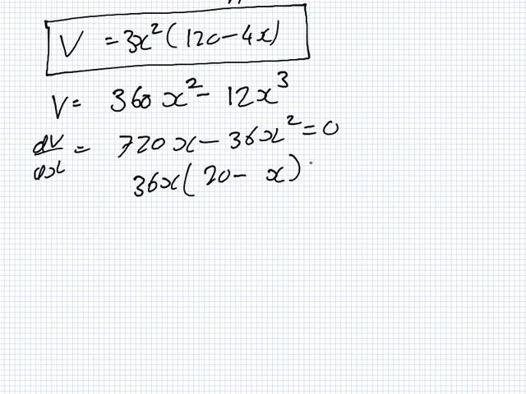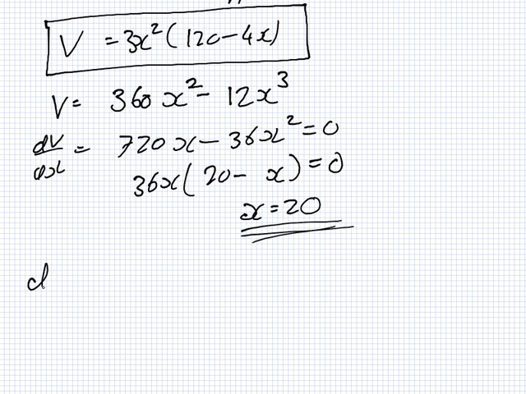You need the second derivative. No, I need the first derivative equal to 0 to find the maximum. So, wait, I said x is 10. I thought it was the second derivative. Oh, no. First derivative equals 0. So x equals 20. Okay.